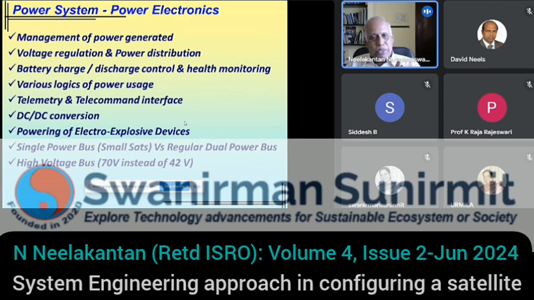Presently, most of the spacecraft uses a high voltage bus so that the current through the harness is minimum. 70 volts is the acceptable. Sometimes spacecraft are using even a 140 volts power bus.